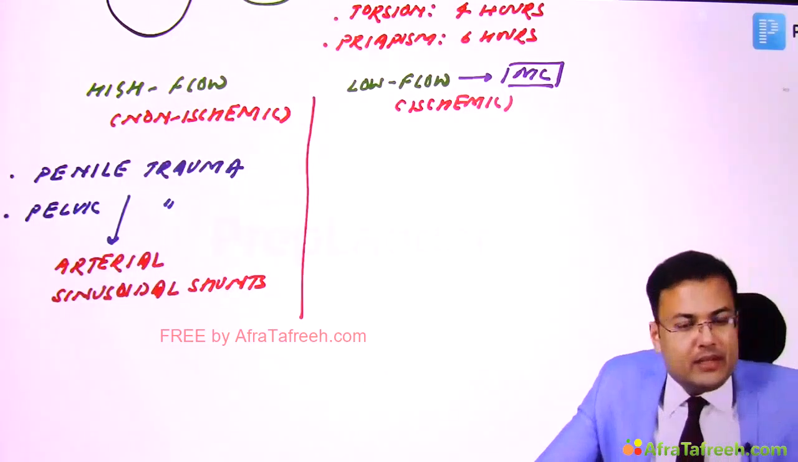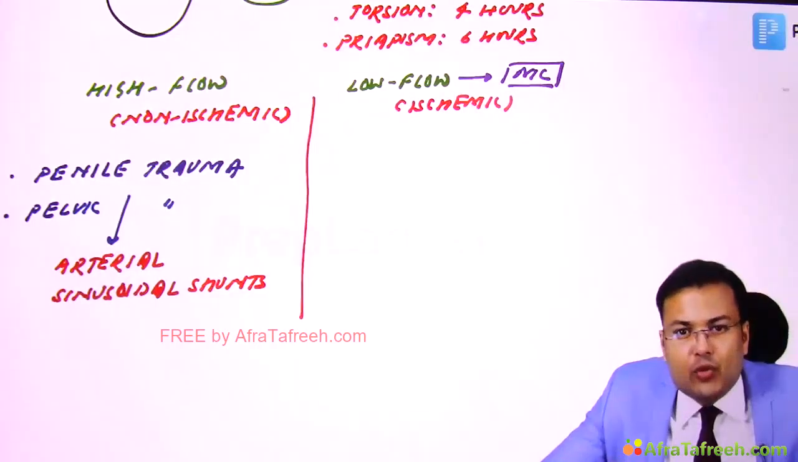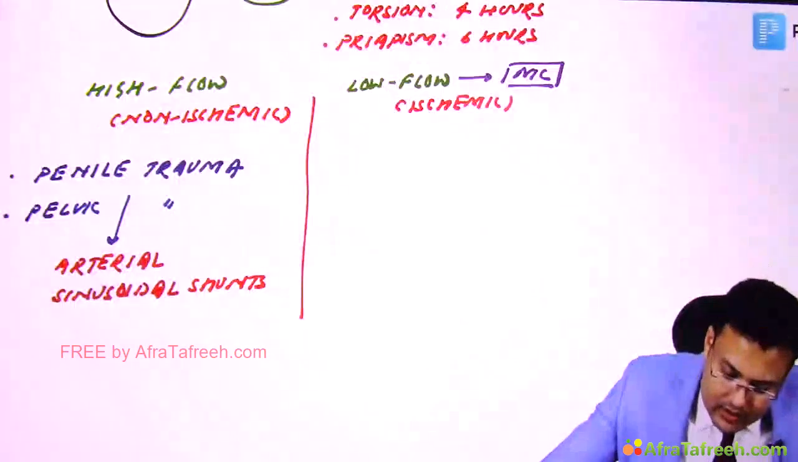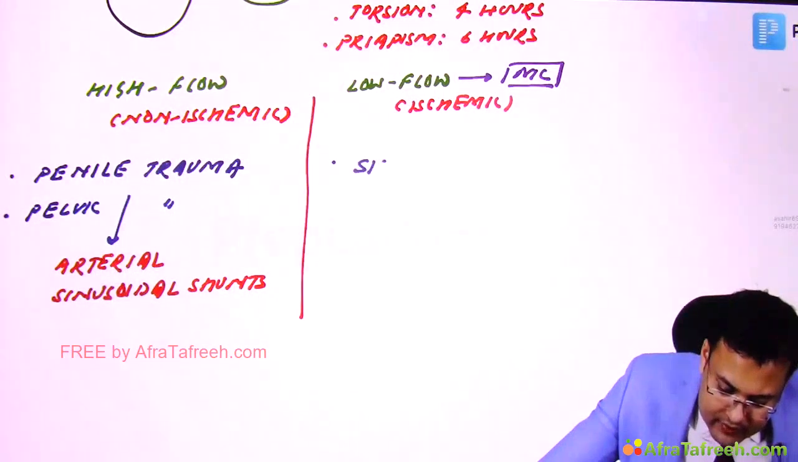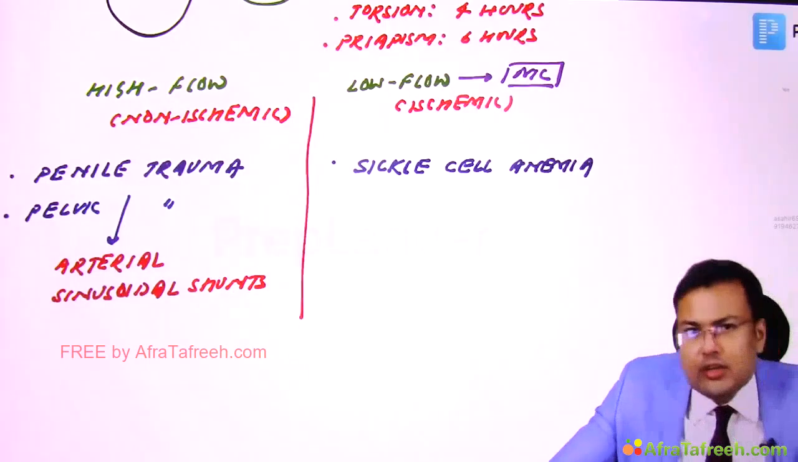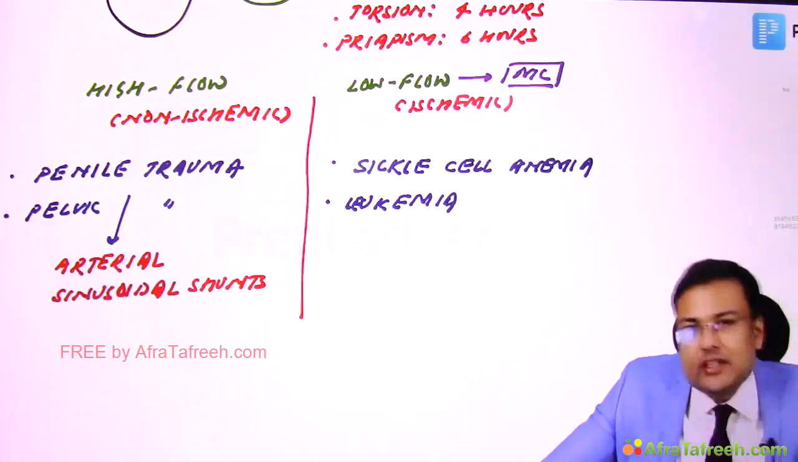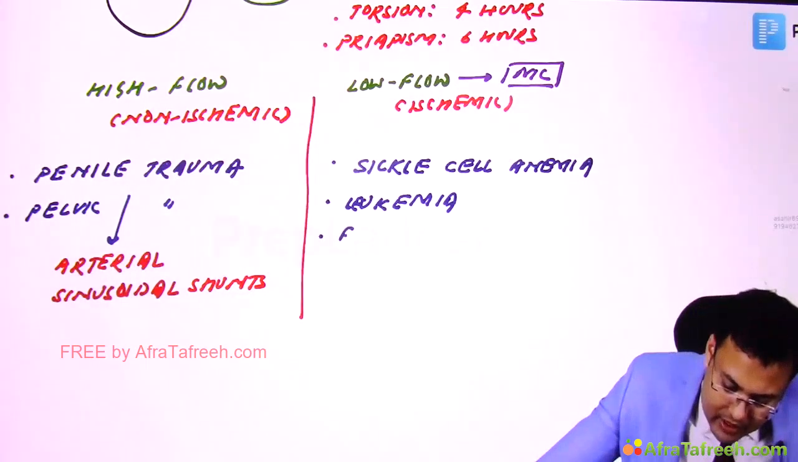Okay, what happens in low flow priapism? There is occlusion of the veins, and overall most common cause in low flow priapism is what? Sickle cell anemia, which is responsible for priapism in children. So in children it is because of sickle cell anemia. Okay, anything which can cause obstruction. So in leukemia there is tumor emboli obstructing the venous drainage, fat emboli.